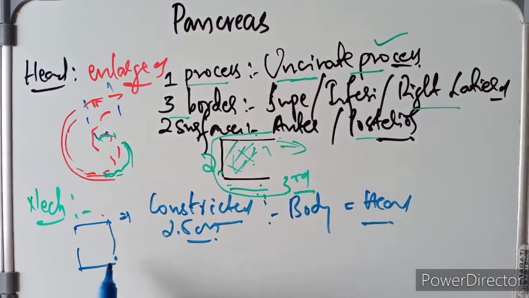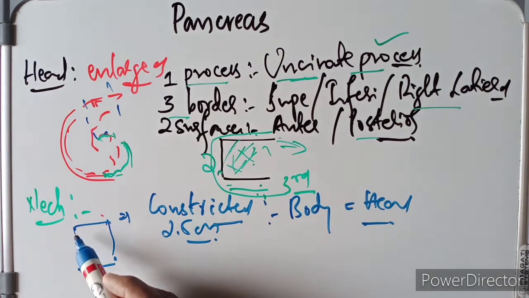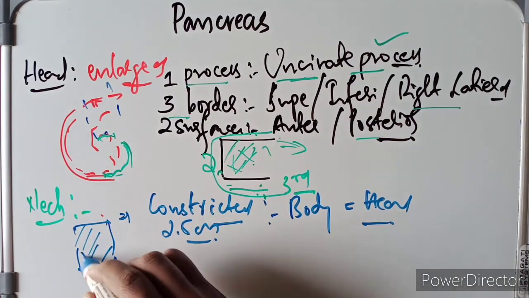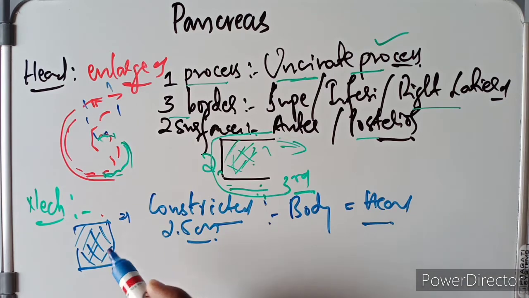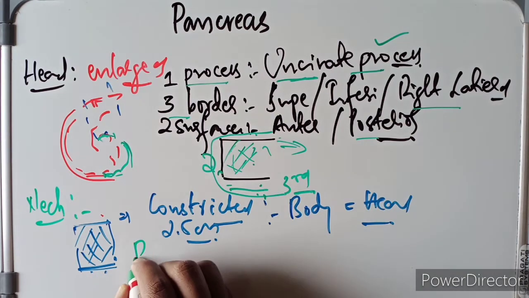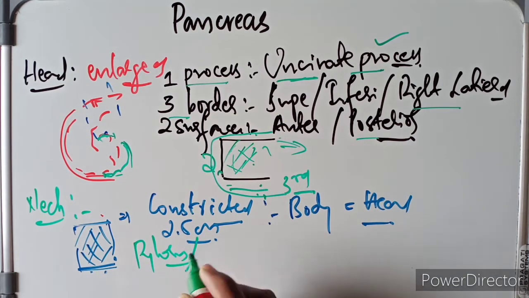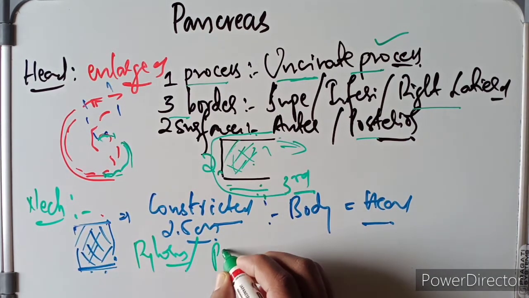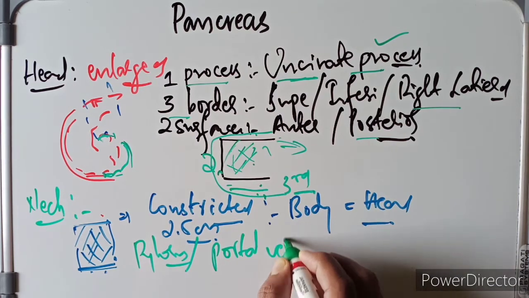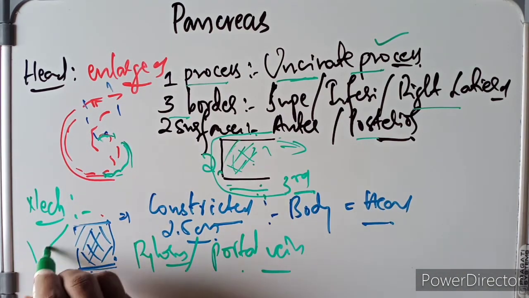And what are the external features of the neck of the pancreas? We have two surfaces, the anterior surface and then the posterior surface behind it, and then it will present two borders, the upper border and the lower border. And what are the relations? It is related to the pylorus of the stomach, and posteriorly it is related to the commencement of the portal vein.